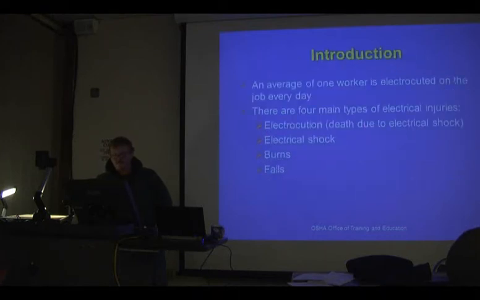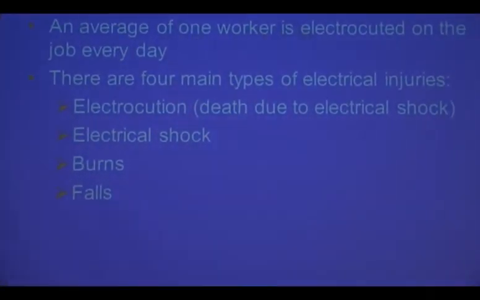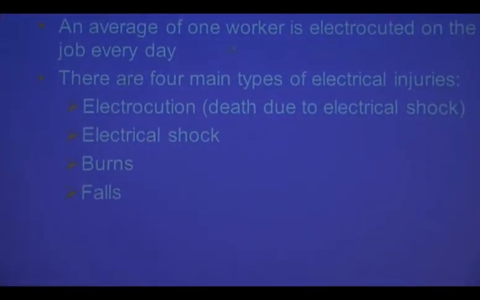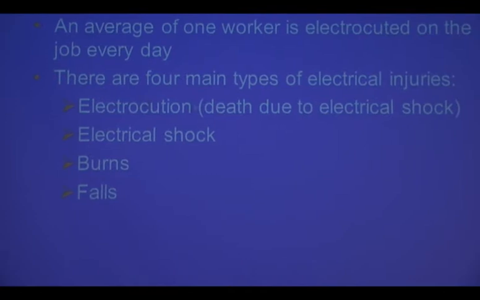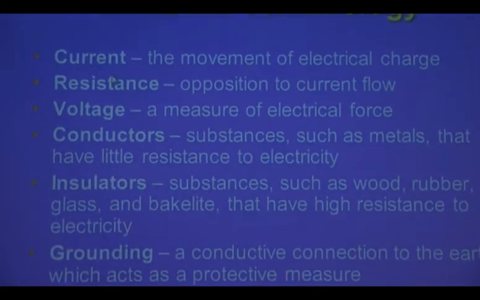Okay, introduction. An average of 1 worker is electrocuted on the job every day. What does electrocution mean? Death. So somebody dies every work day. We covered this in objective 1: electrical shock, burns, and falls. Terminology. You should know these.